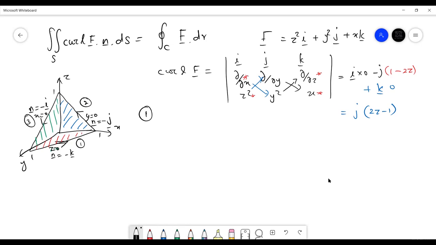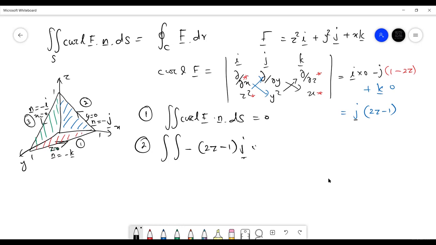When it comes to path one, that is curl F into N, right? Curl F is based on j. There is only one term, which is j. So j times k is zero from path one. We know that curl F times N times ds is zero, right? From path two, here curl F, there will be an answer because j into j, there will be an answer, right? So here, minus of 2z minus 1 into j into minus j. Sorry, this minus is not there, right? Into j into dz ds. ds means what are the variables there? That is dx and dz, right? So x changes from, so we are going in counterclockwise direction, right?